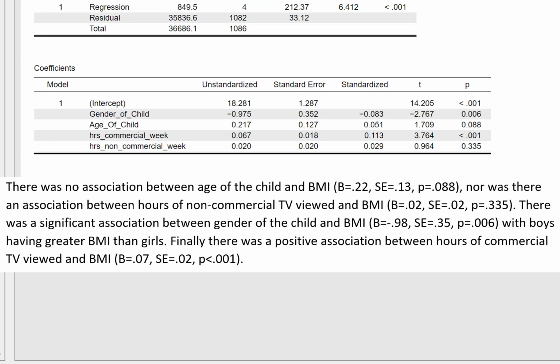And finally, there was a positive association between hours of commercial TV viewed and BMI. If that was a negative association, that would mean the less commercial TV you watched, the greater your BMI was. In this example, it's positive. That means the more commercial TV viewed, the greater the BMI of the child. And we can write this up. So that gives you pretty much a full write-up of this.